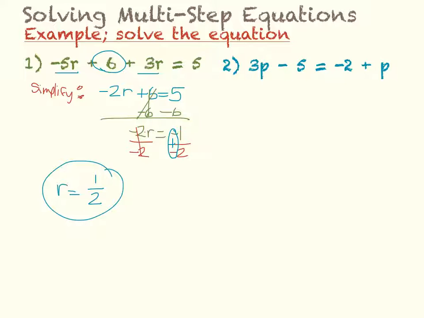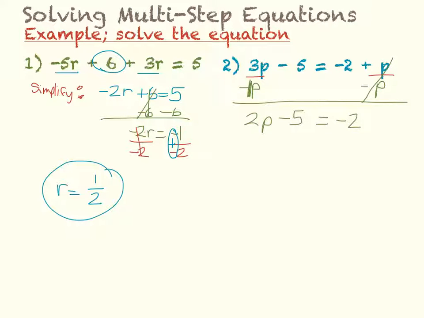Now the next one, 3p minus 5 equals negative 2 plus p. This time, my p's are on different sides of the equal sign. So I need to do the opposite sign to get them together on one side of the equal sign. So I'm going to subtract p, because right now it's plus p, from both sides. So 1p minus 1p crosses out, leaving me with just negative 2 on that side. And then I have the minus 5.